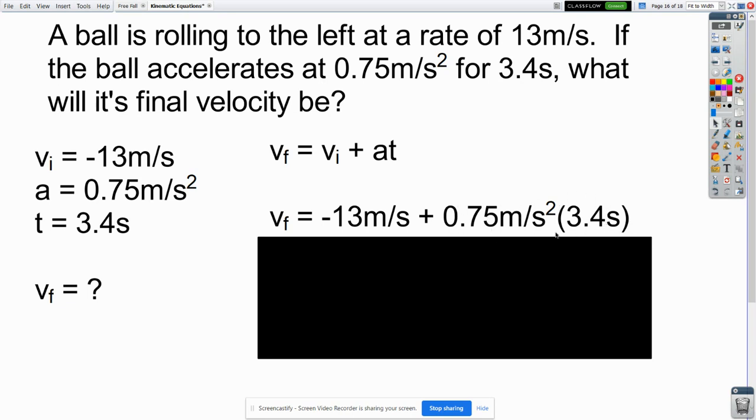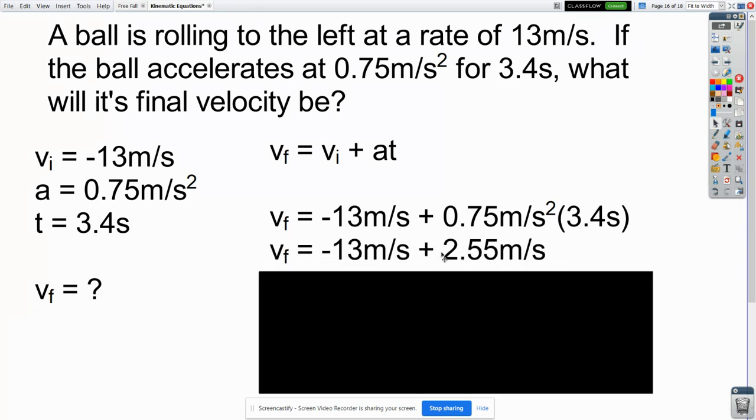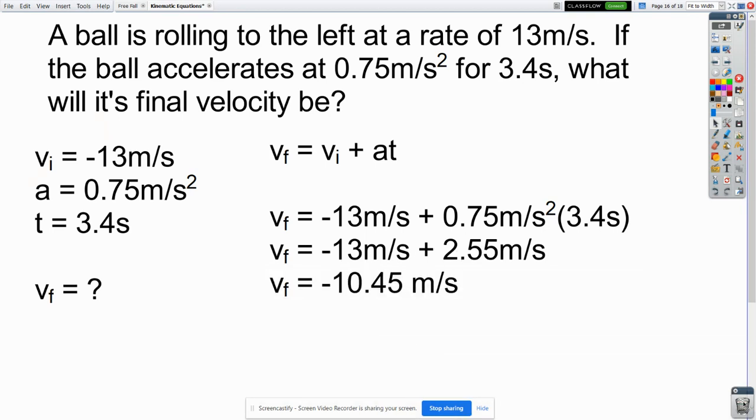First thing I'll do is simplify that. 0.75 times 3.4 is 2.55. Then negative 13 plus 2.55 is negative 10.45 meters per second. Why the negative? Because it's still moving to the left.